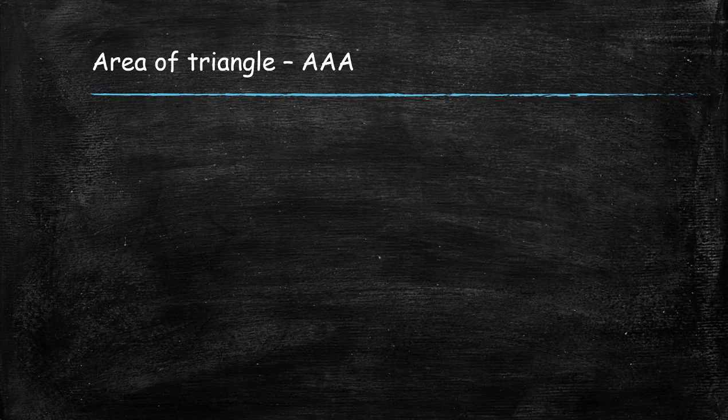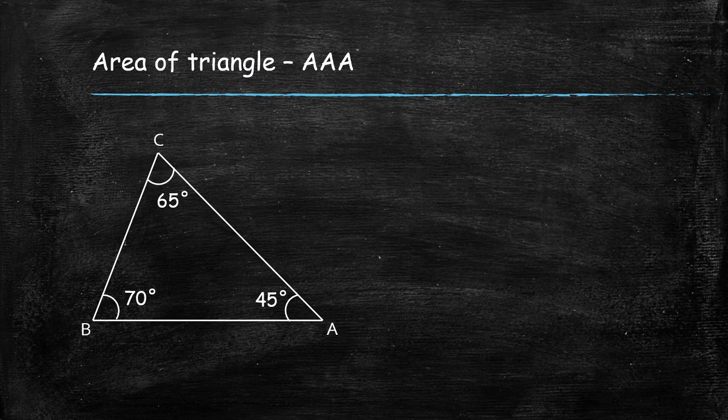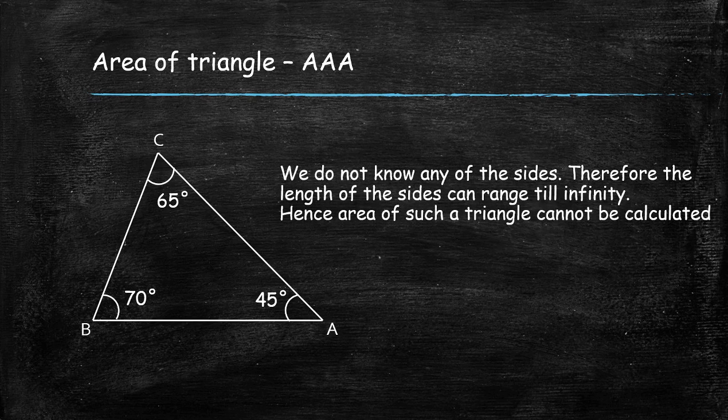Now the area of a triangle when three angles are given, AAA. So we have the same triangle, triangle ABC. We do not know any of the sides. Therefore, the length of the sides can range to infinity. So we cannot determine how long the sides will be. When we do not know anything about the sides, the area of such a triangle cannot be calculated. So for AAA, where three angles are given, we cannot calculate the area without knowing anything about the sides.